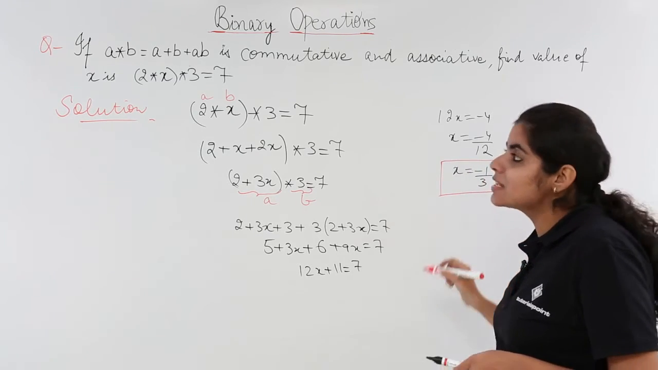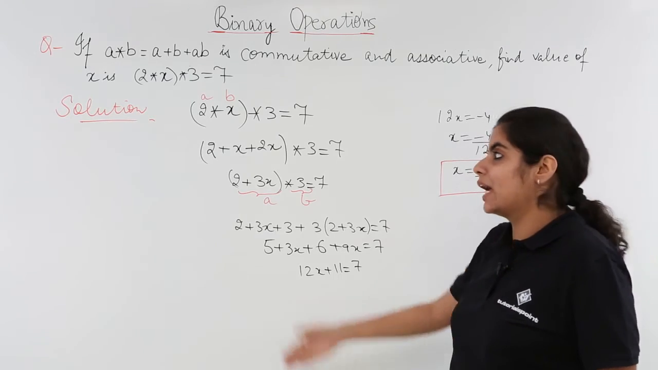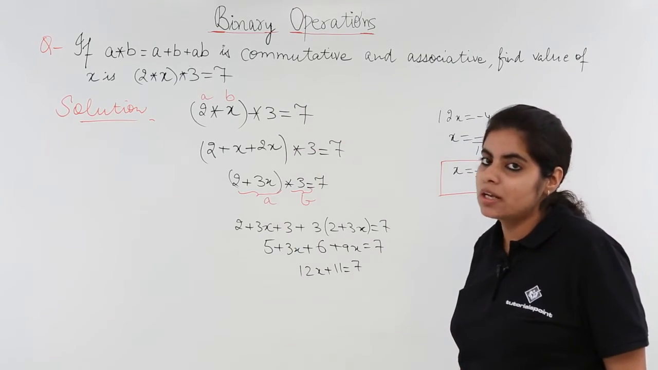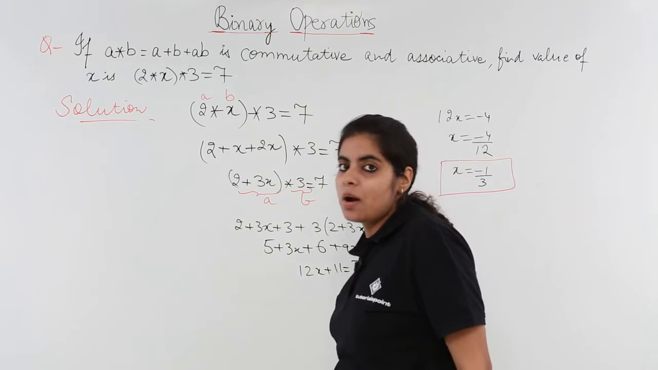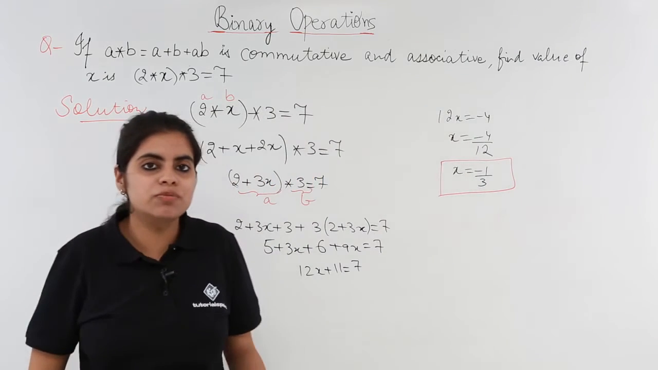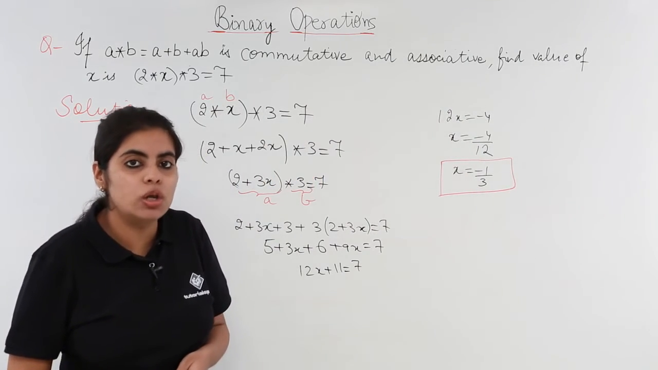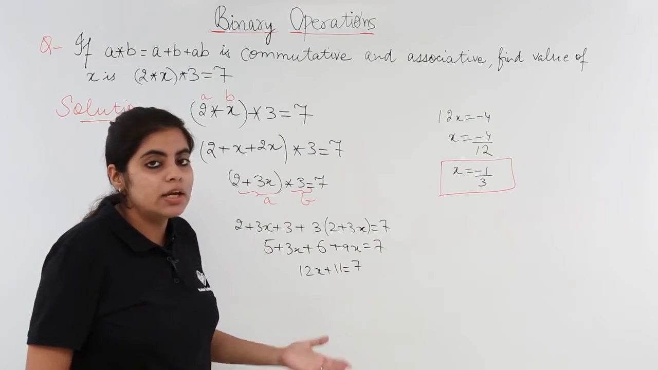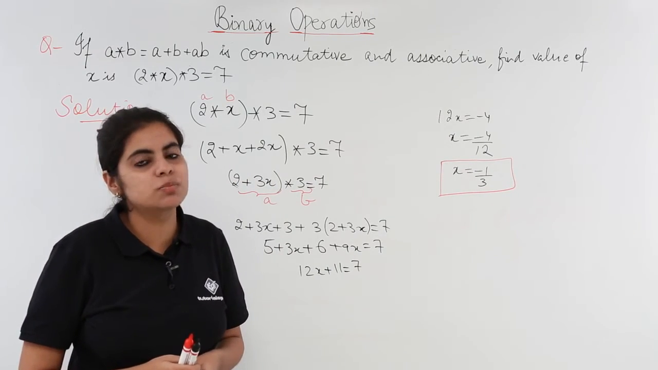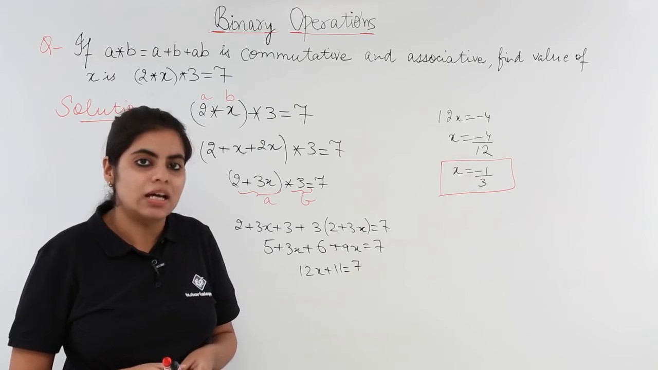So, I was asked to find the value of x. I have found out the value of x, which is minus 1 upon 3. So, in this video, we saw how to solve for a variable if it is already given that the function is both commutative and associative.